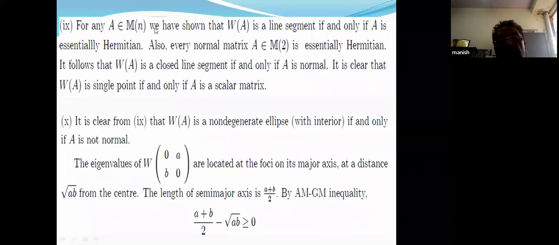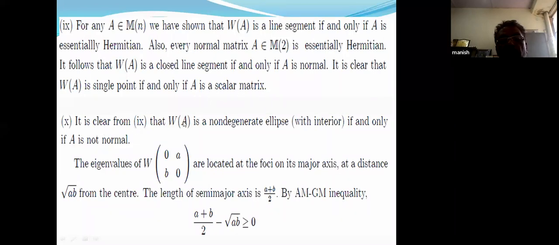We have shown that if A is any square matrix, then its numerical range is a line segment if and only if A is essentially Hermitian. We have also shown that every normal matrix of order 2 by 2 is essentially Hermitian. It follows that W is a closed line segment if and only if A is normal. Again, this next part we will discuss in the tutorial section. It is also clear that the numerical range is a single point if and only if A is a scalar matrix.